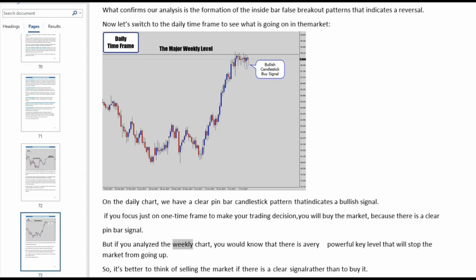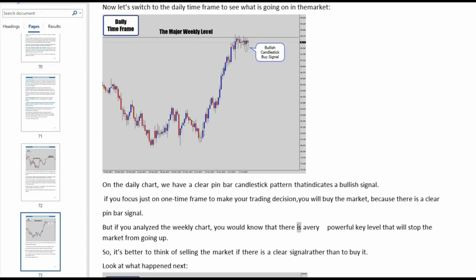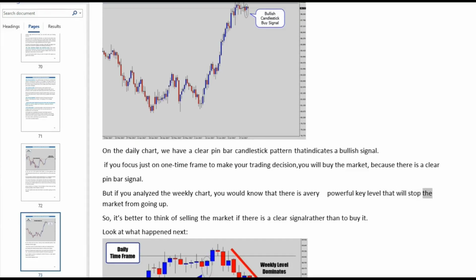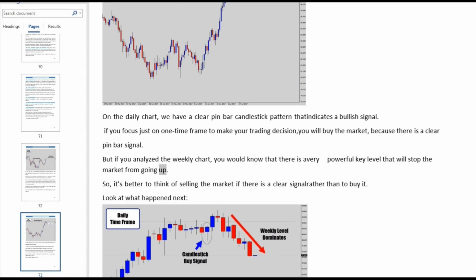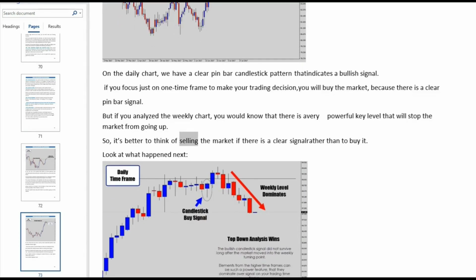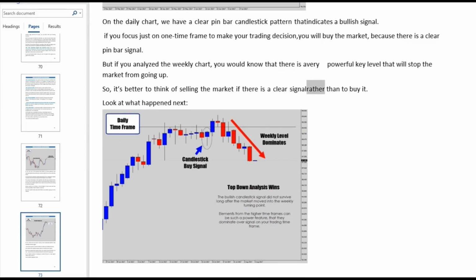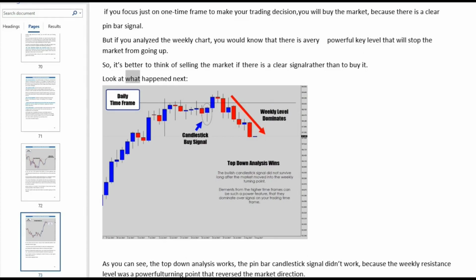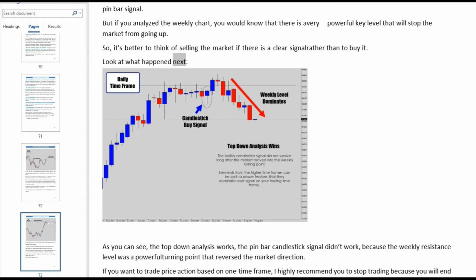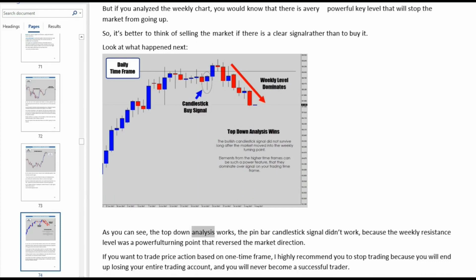But if you analyze the weekly chart, you would know that there is a very powerful key level that will stop the market from going up. So, it's better to think of selling the market if there is a clear signal rather than to buy it. Look at what happened next. As you can see, the top-down analysis works.